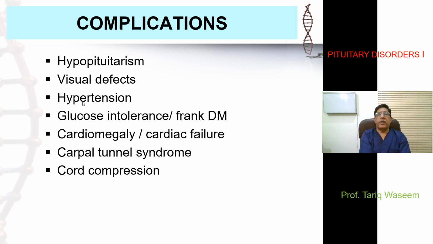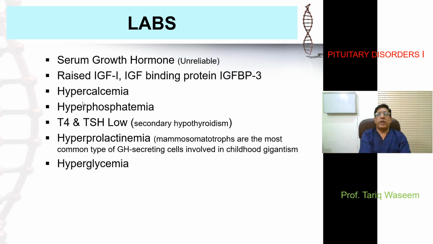Increased bone growth and increased tissues may compress the cord, and they may sometimes present with cord compression signs. They are likely to develop not only skin tag hypertrophy, but also colon polyps, and sometimes may present with symptoms like bleeding PR, or bleeding per rectum.